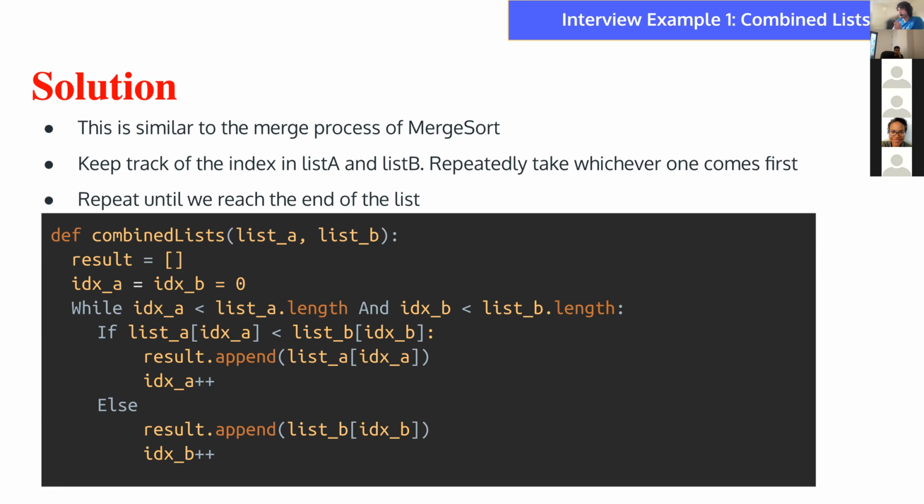So while index A is less than the end of list A and index B is less than the end of list B, then we're going to compare what we see in list A at index A to what we see in list B at index B. If the one in A is smaller, then we're going to append that and increment index A. Otherwise, B is smaller, so we're going to append that and increment index B.